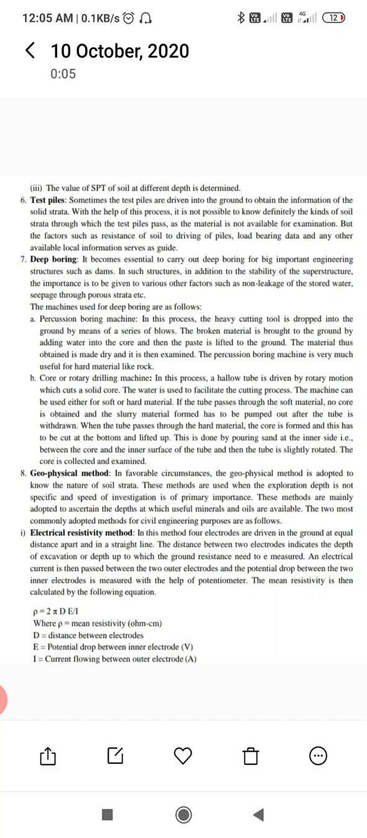With the help of this process, it is not possible to know definitely the kind of soil strata through which the test piles pass, as a material is not available for examination. But the factors such as the resistance of soil bearing piles, load bearing data, and other available local information serve as guide.